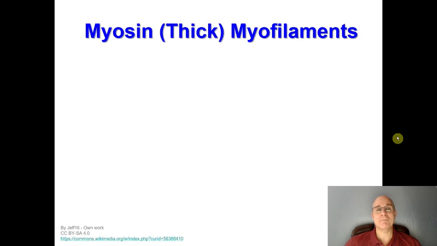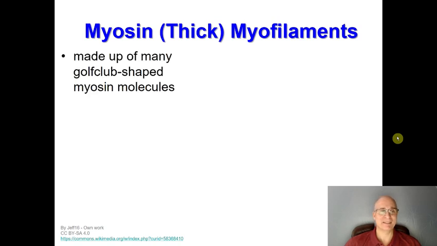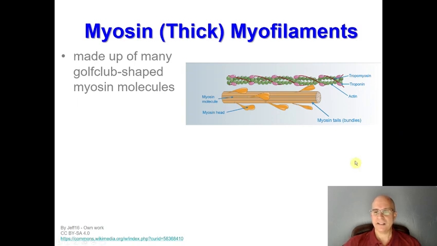Now let's talk about the myosin, or the thick myofilaments. And the myosins are made up of many golf club-shaped molecules called myosin. And here you can see, now I know this is a slightly different picture, but I really like the way this one was drawn. So you can see our actin molecule here, which has got our F-actin, or double strands of G-actins, long rope-like tropomyosins, and in this case they look like kind of pink jelly beans. That would be our troponin.